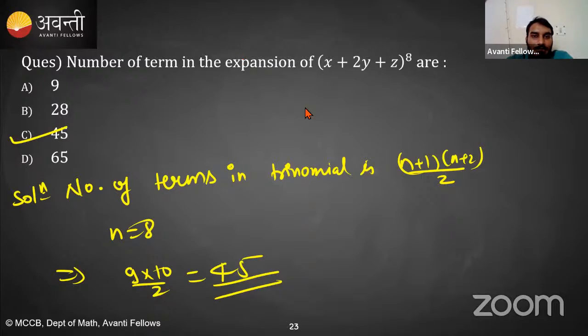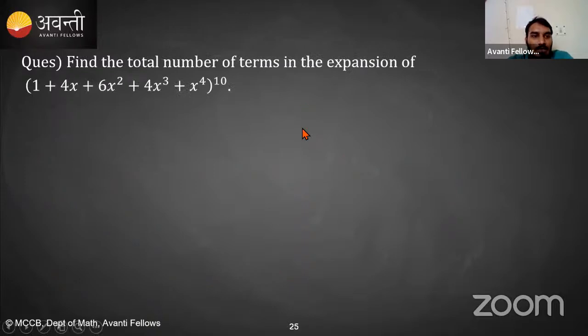Okay. If it is clear, then solve this. Everybody solve this. Very good, Bhavna. Everyone solve this. Find the total number of terms in the expansion of 1 plus 4x plus 6x square plus 4x cube plus x raised to the power 4. You have 1 minute, students. Quickly let me know the answer in the chat box. Find the total number of terms in this expansion.